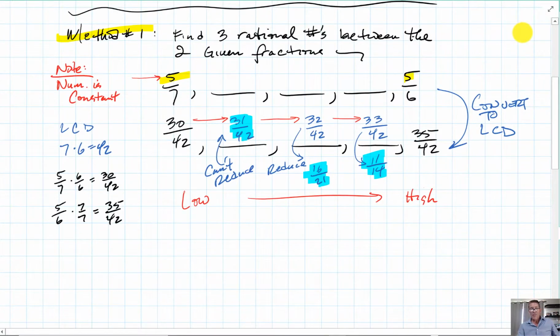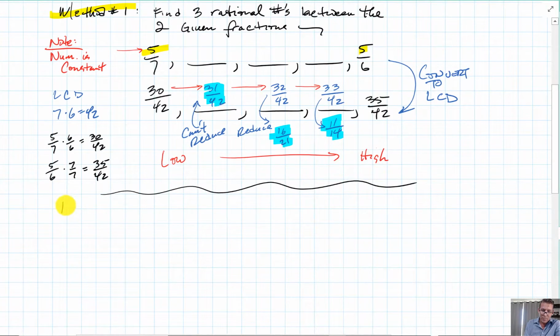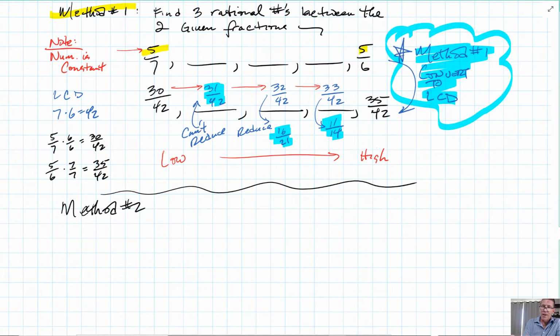Okay? And what commonly is not known is the method of decimals. Okay, so let's take a look at a different approach. All right, using a little bit of number sense. So method 2, using decimals. So method 1 was converting to LCD. That was method 1. It was using an LCD. So method 1 was using an LCD approach. All right, method 2, using decimals.